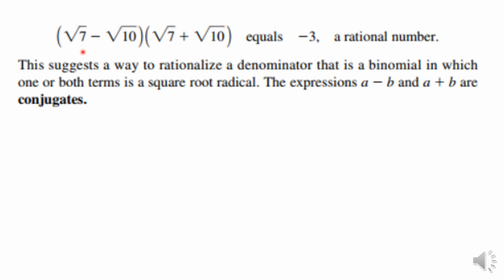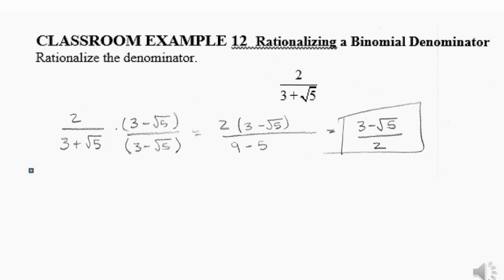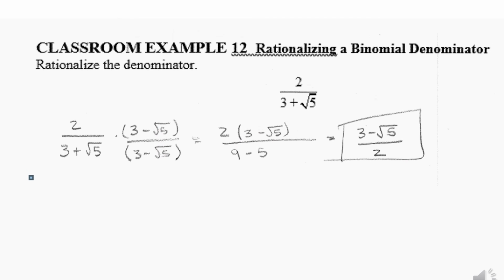Previously we looked at taking something that looked like this, a minus b times a plus b, and it equaled a rational number. So if we find a denominator that is a binomial, has 2 terms, in which one or both of the terms is a square root radical, we can multiply top and bottom by what's called the conjugate. The expressions a minus b and a plus b are conjugates. Here's an example of that. Rationalizing the denominator. So we multiply top and bottom by the conjugate of the denominator and simplify, and that's the answer you should have gotten at the end.